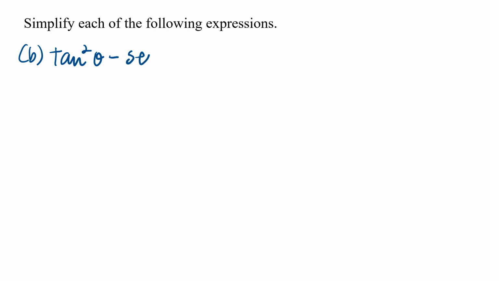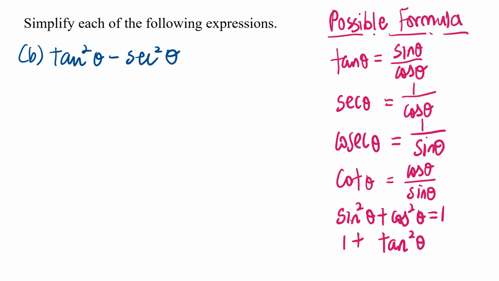Alright, let's try the second one. Let's write down all the formulas first. Possible formulas: the ratio identities, reciprocal identities, and the Pythagorean identities. So which one can we use?